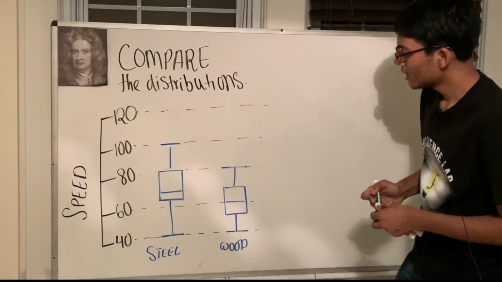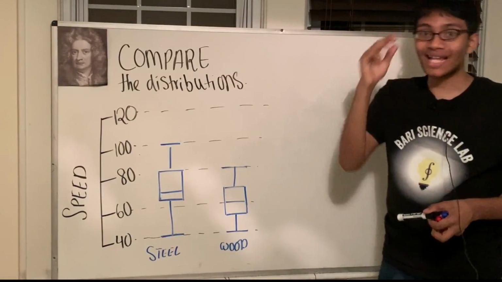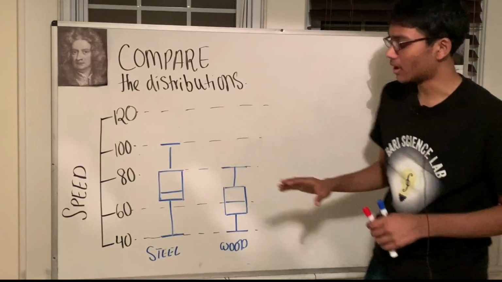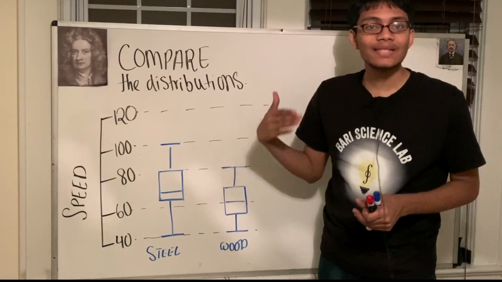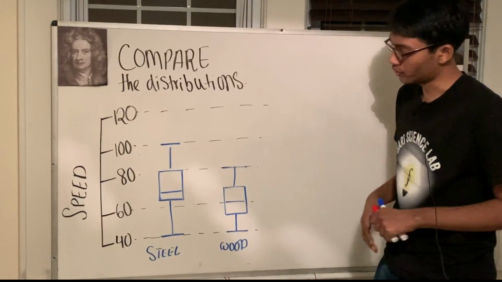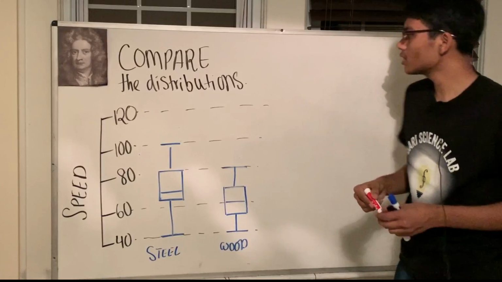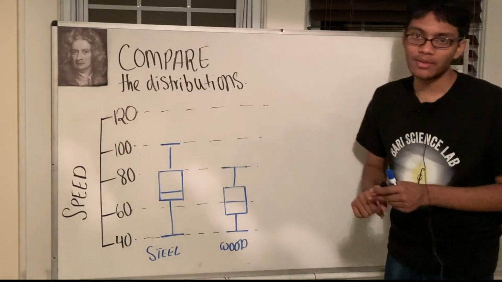Alright folks, so let's go ahead and compare these two box plots, these two distributions. These are two box plots giving the speed of two different types of roller coasters, steel roller coasters and wood roller coasters. So what are some comparisons we can make about them?